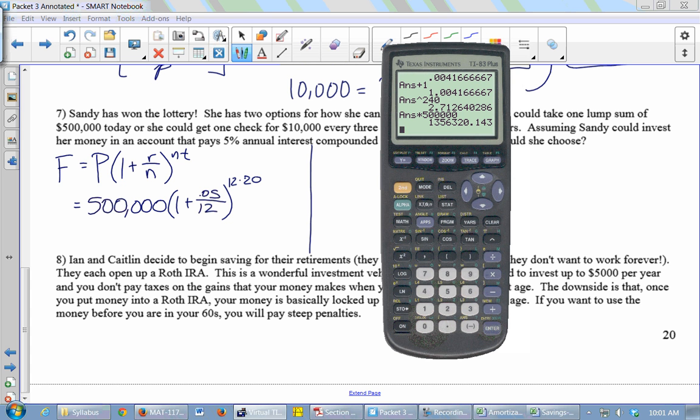And we have $1,356,320.14. All right, so that's option 1. The lump sum payment in 20 years will be worth $1,356,000. Okay. What happens in option 2?